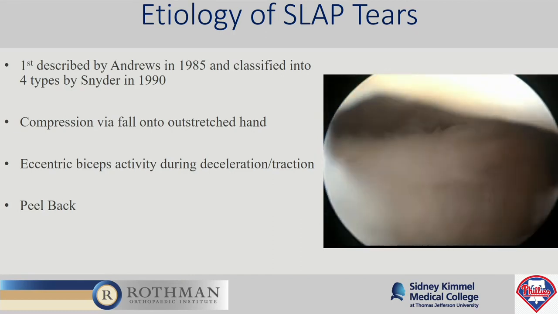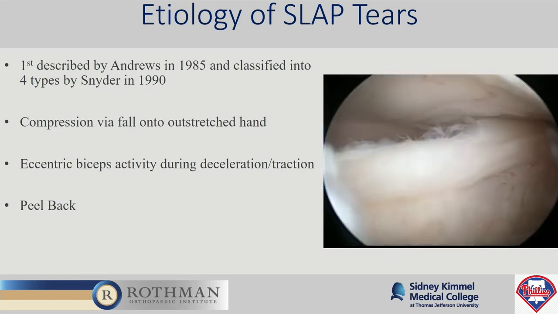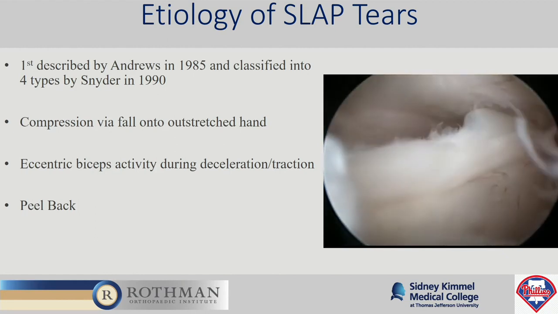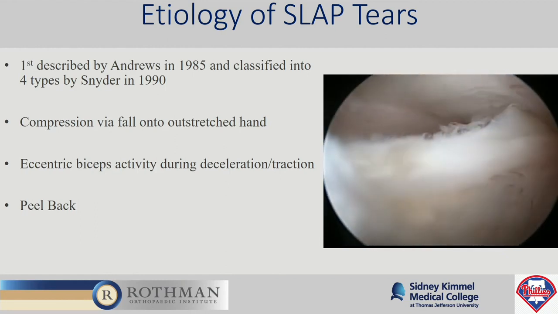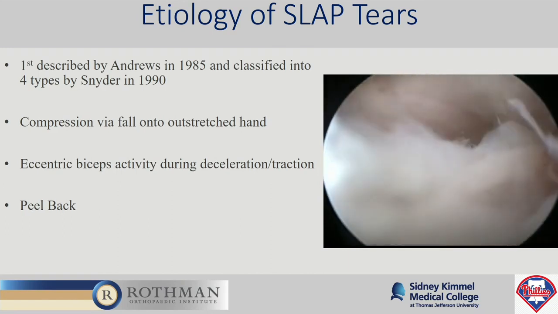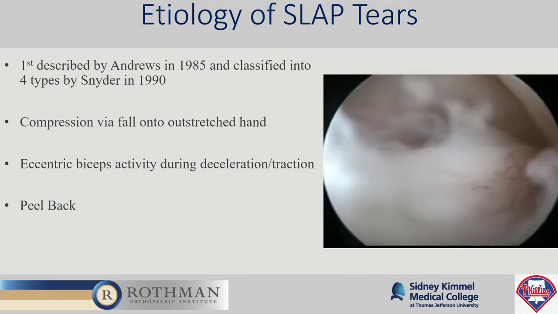There's two real main issues with our overhead athletes. One is there's some eccentric activity of the biceps during the deceleration phase. So you can get a traction injury to the biceps superior labral complex as you're trying to decelerate the arm, as the biceps tries to prevent the shoulder from being thrown off of the body when you're decelerating after you let go of the ball.